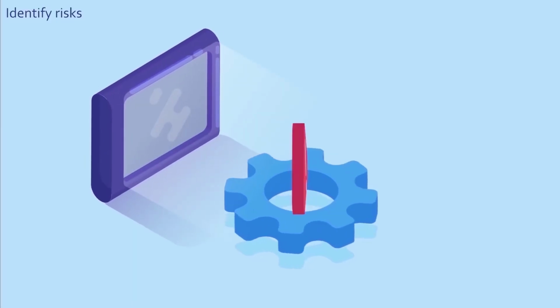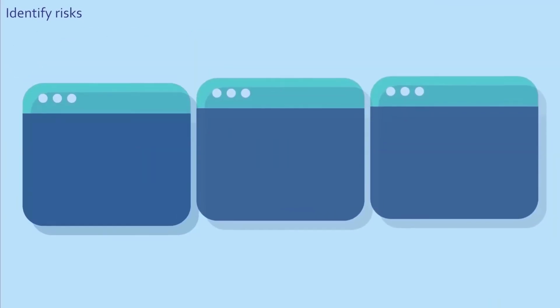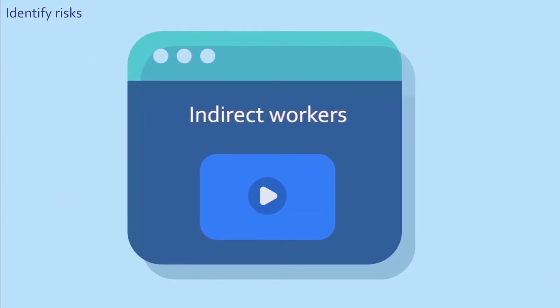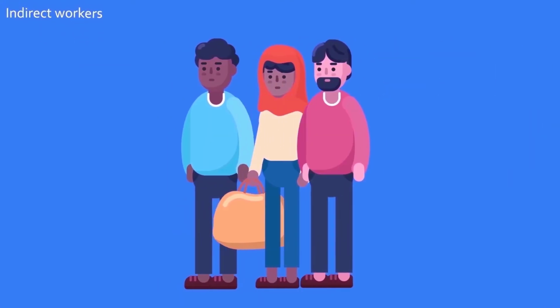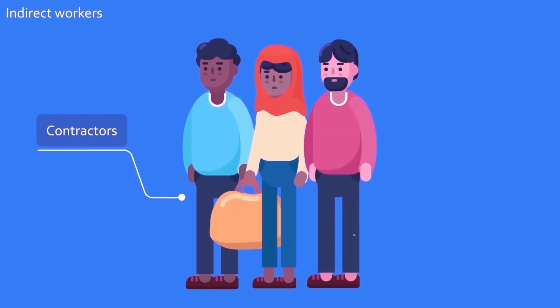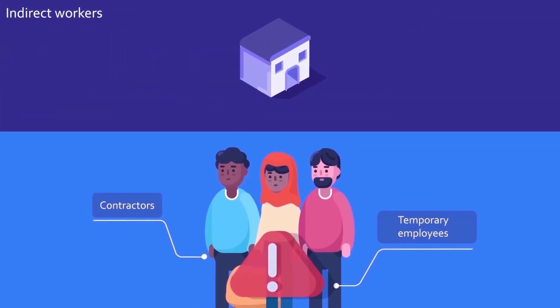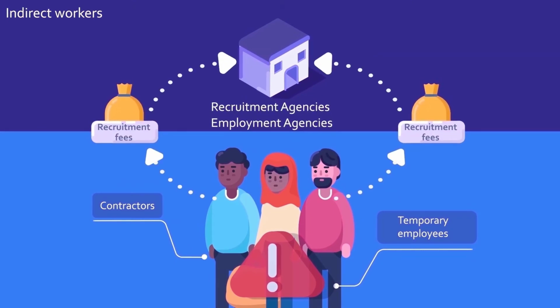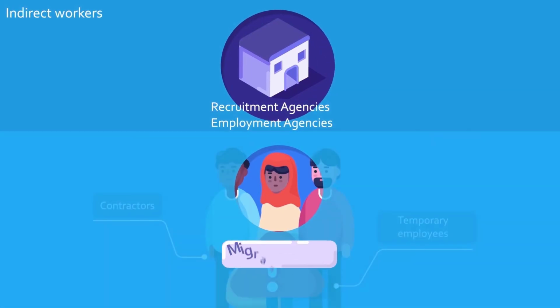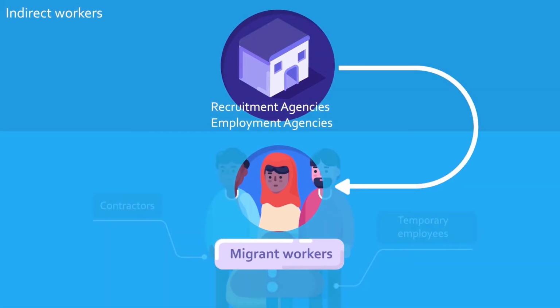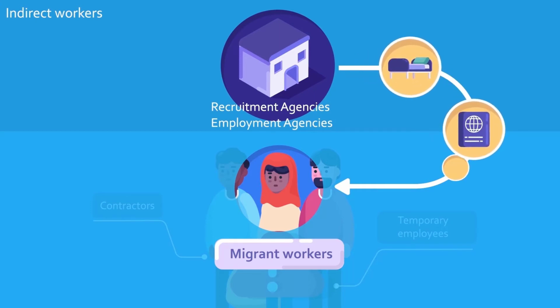To identify risks, look for factors in your supply chain that increase the risk. Are there indirect workers, like contractors or temporary employees? They're more vulnerable because they have less stable employment situations. They may also be recruited or employed by agencies, who might charge workers recruitment fees. Some may be migrant workers, who depend on the agency or employer for housing, legal rights to work, and transportation costs to return home.